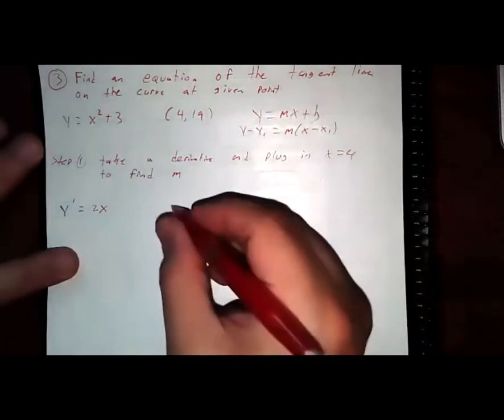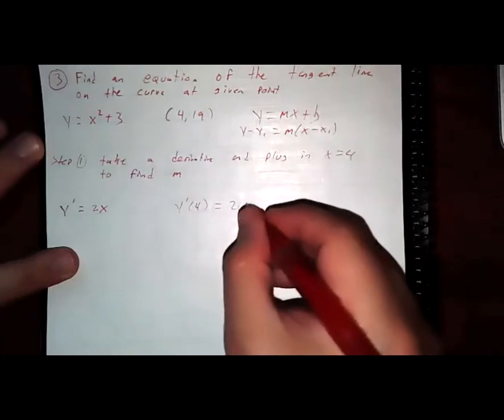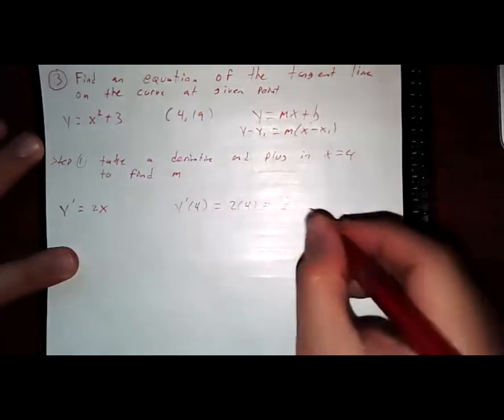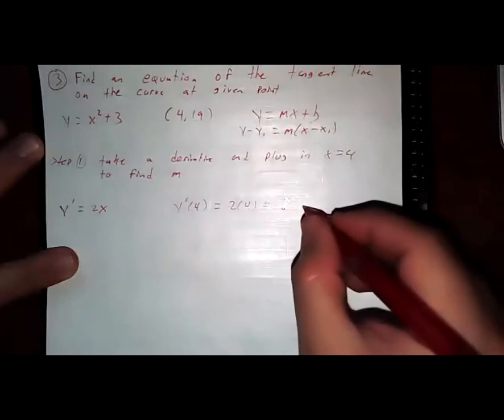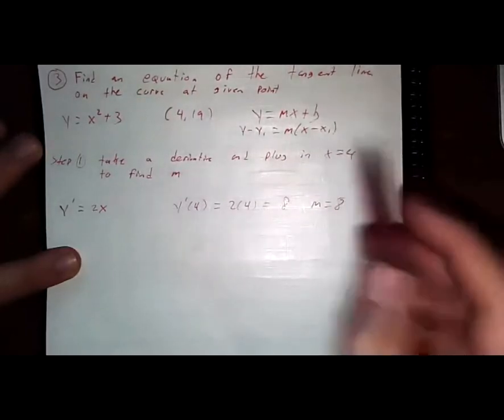So not too bad, right? What is the first derivative? 2x. I'm sorry, 2x, yeah. 2x, right? So plug in the 4, and we get this, right? So m is 8. So now we can use this formula.